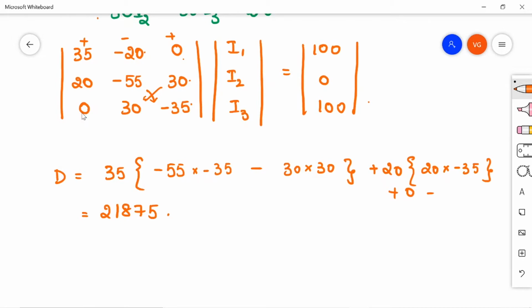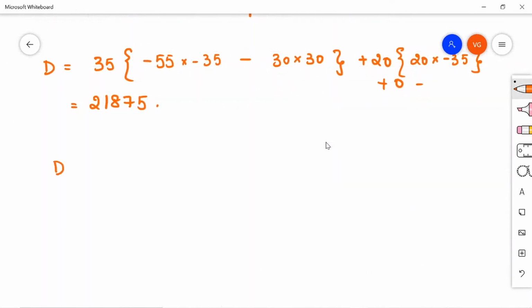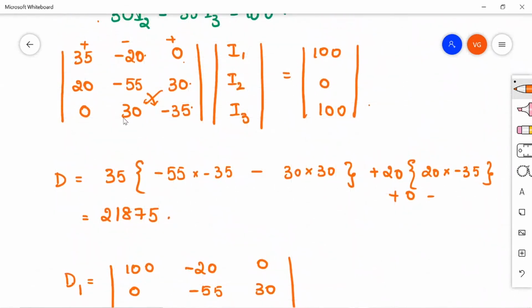So to find out the value of I1, we have to find out D1 by D. So to get the value of D1, replace the first column with the value 100, 0, 100. So let us do that. So then I'll get that determinant value D1 will be 100, 0, 100 and then minus 20, minus 55, 30. Similarly 0, 30, minus 35. If you want I2, you have to replace the second column. If you want I3, you have to replace the third column.